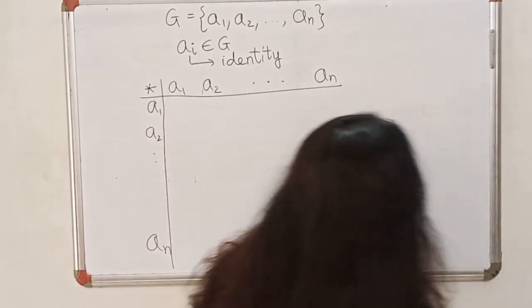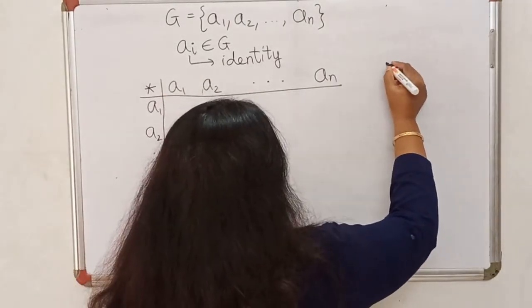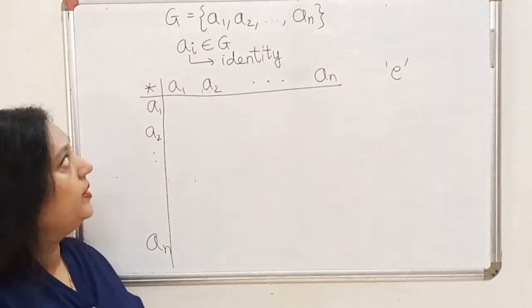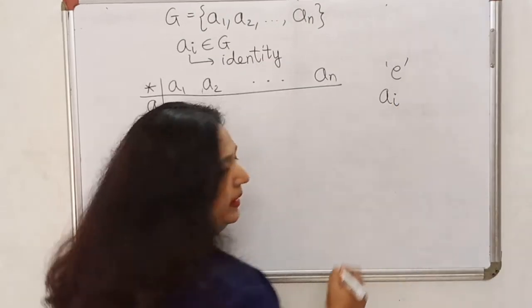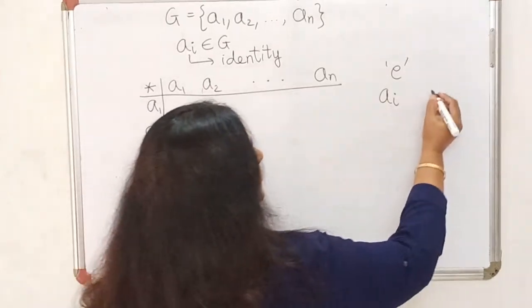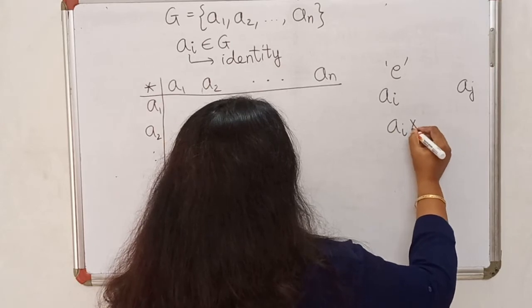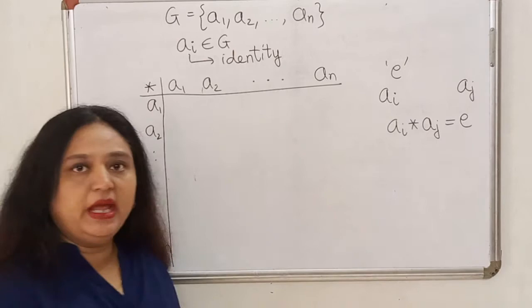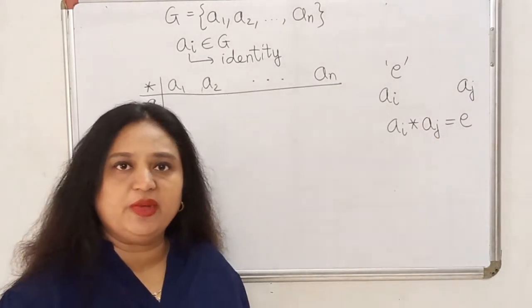So now suppose in a group there has to be an identity element. Let me denote that by E, and this time let me find out the inverse of an arbitrary element AI. Suppose the inverse of AI is AJ. If the inverse of AI is AJ, then AI star AJ will have to be identity. So the combination of these two elements should give me identity.